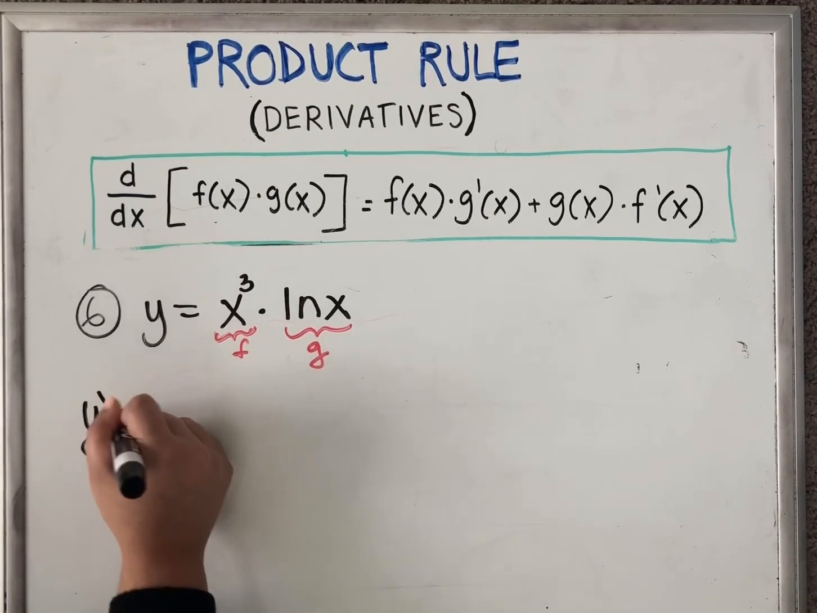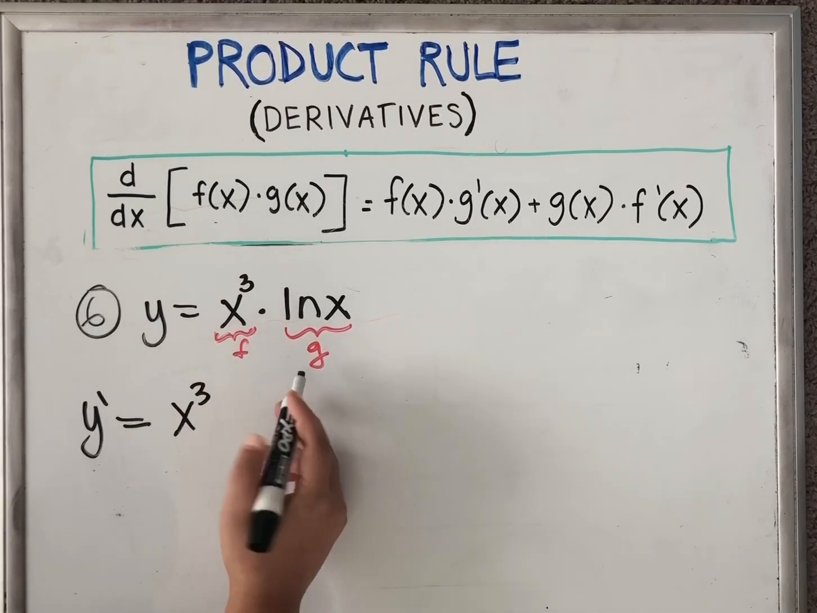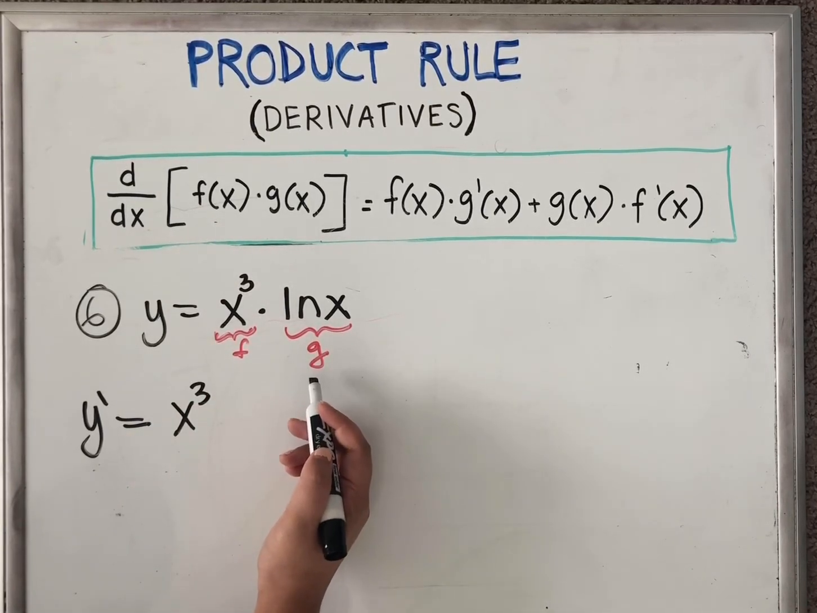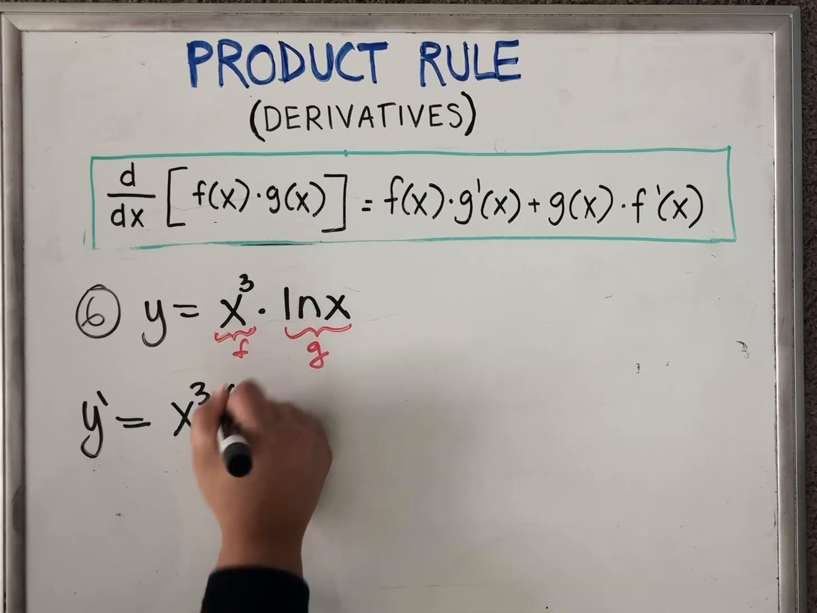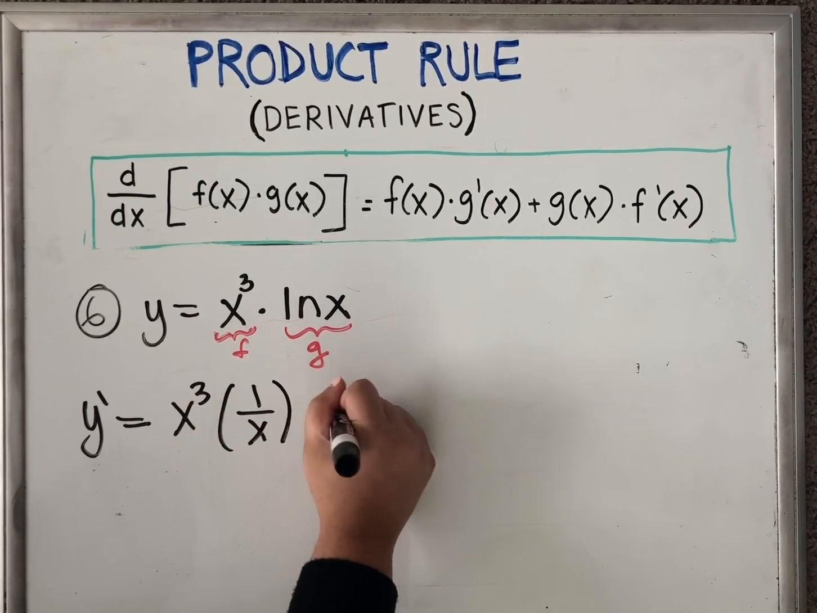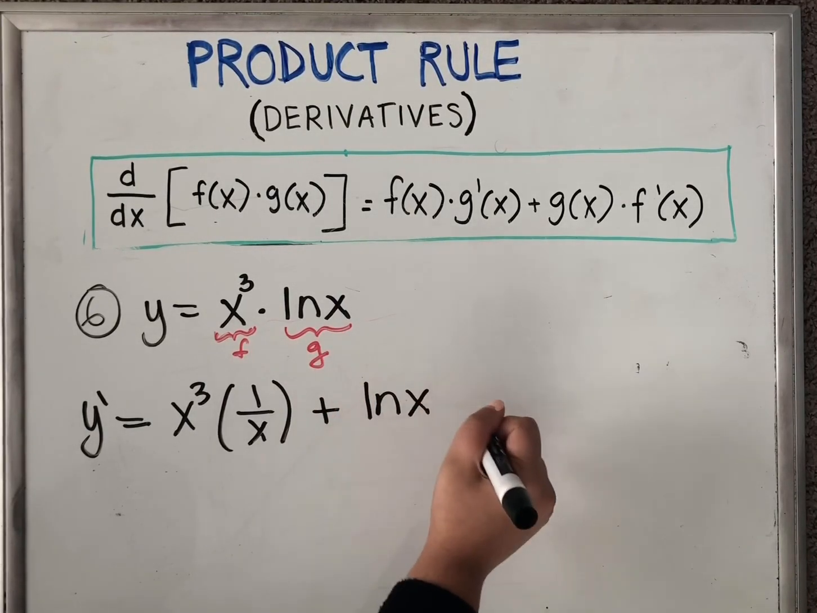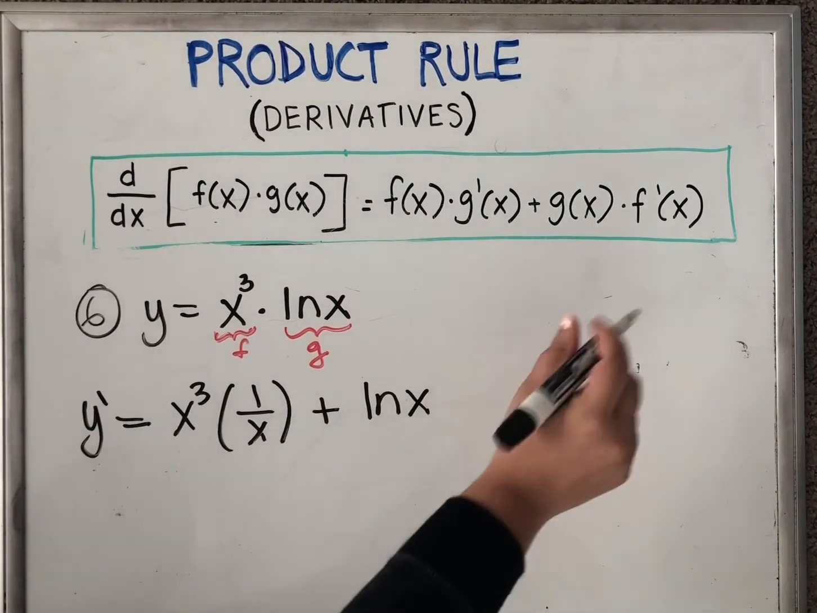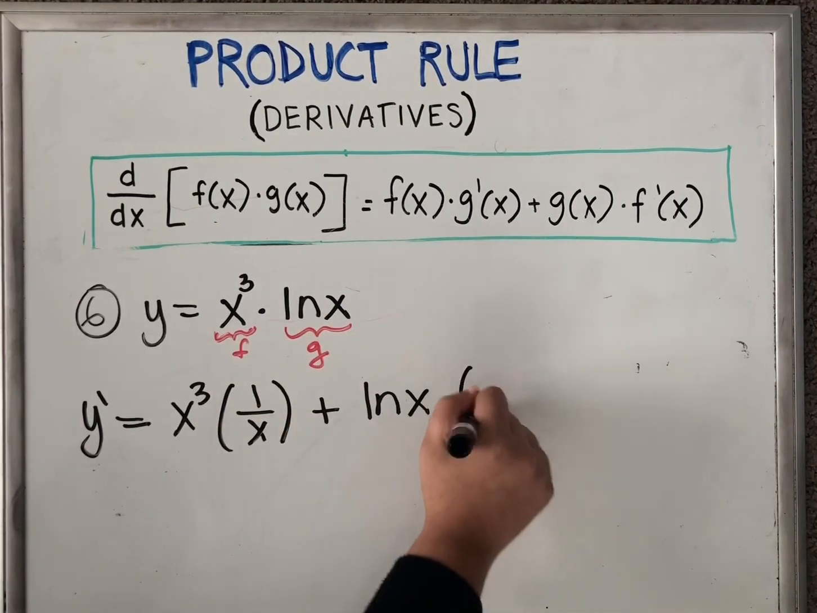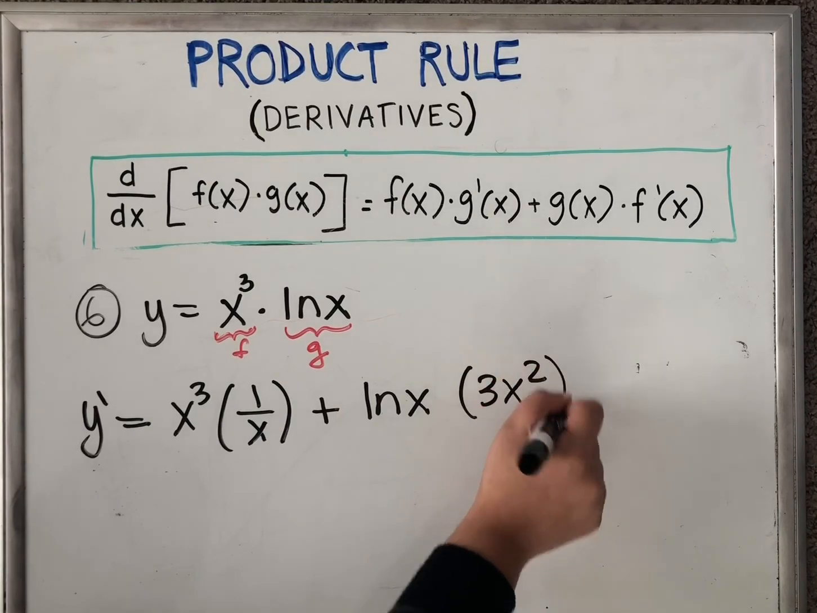So again, y prime is equal to f, x cubed, right, times the derivative of g. The derivative of natural log of x is 1 over x, right? Plus g of x, which is ln x, times f prime of x, which is, using the power rule, 3x squared. All right, great.